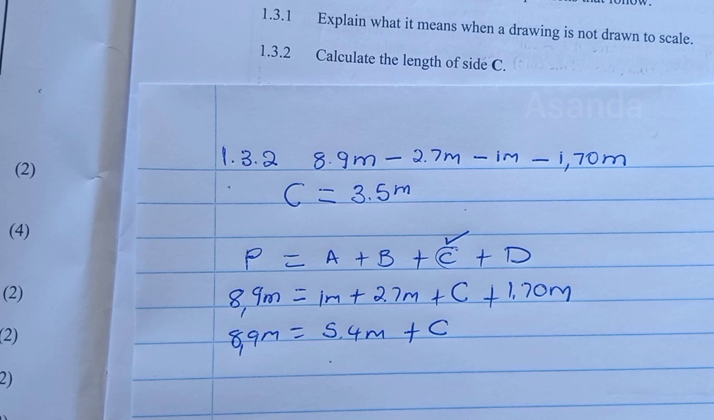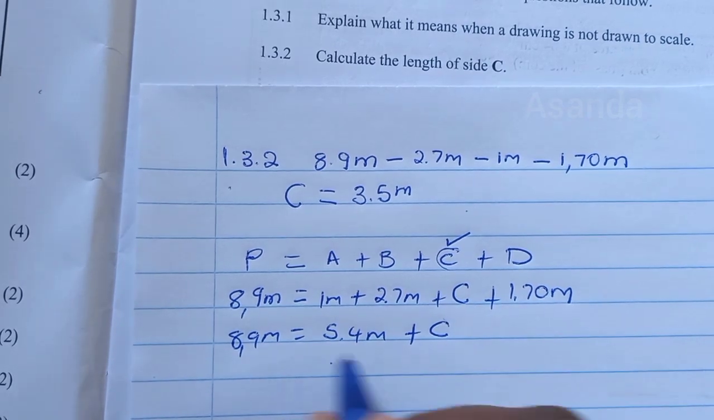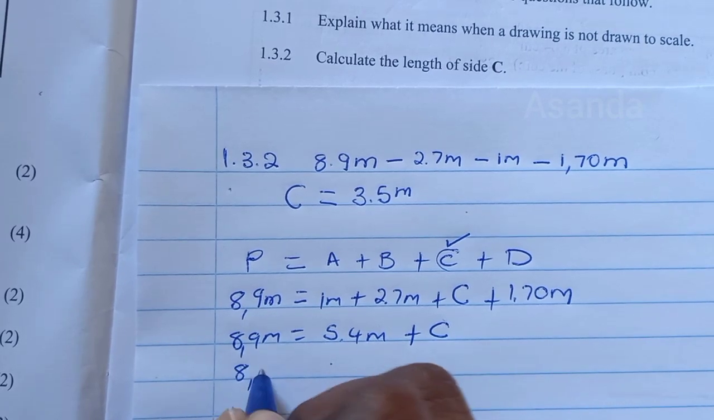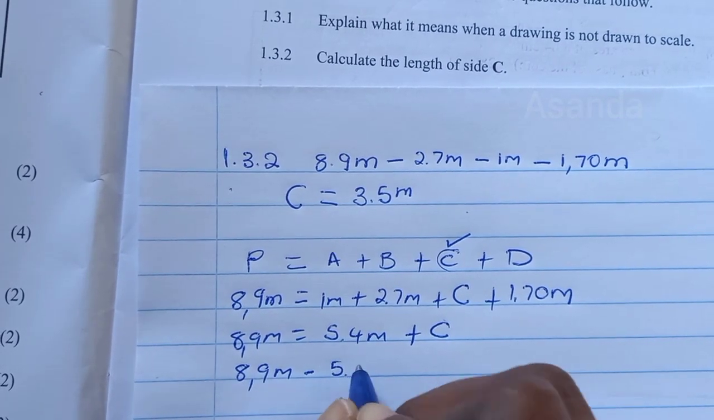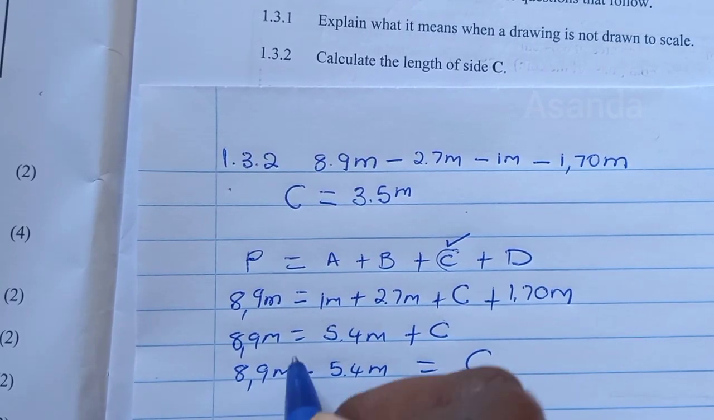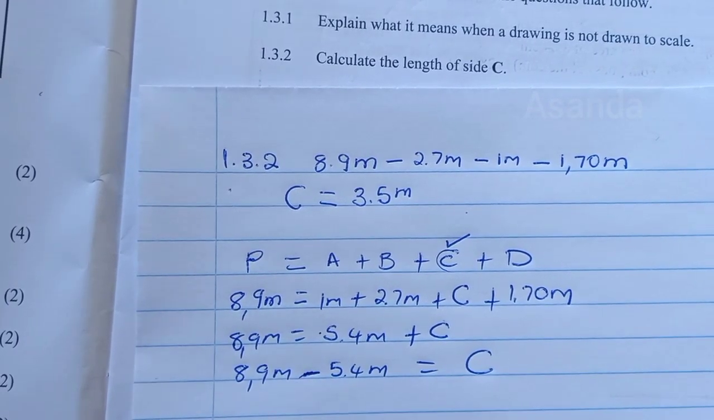I've seen kids leave out the unknown once they've substituted. And then I'm just going to take 5.4 across the equals sign, and it's going to change the sign. So 8.9 meters minus 5.4 meters is equal to C. You see how now 5.4 meters is this side, and it changed from positive to negative. C is 3.5.